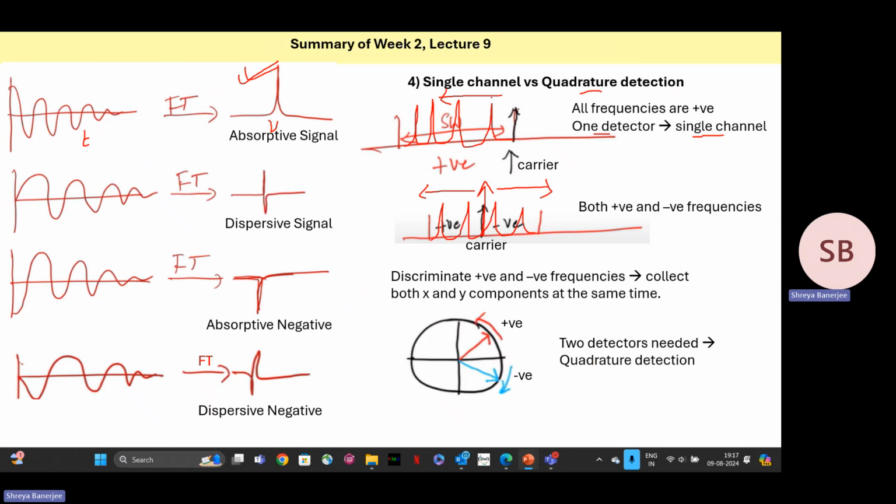So this is another setting: whether a single channel detector or a quadrature detector is needed. Basically that depends on where you adjust the spectrometer frequency. If it is at one end of the spectral width, then a single channel detector is fine because you're only picking up signals in one direction. But if your carrier frequency is in the middle of the spectral range, then you need two detectors because you're picking up signals both to the left and to the right.